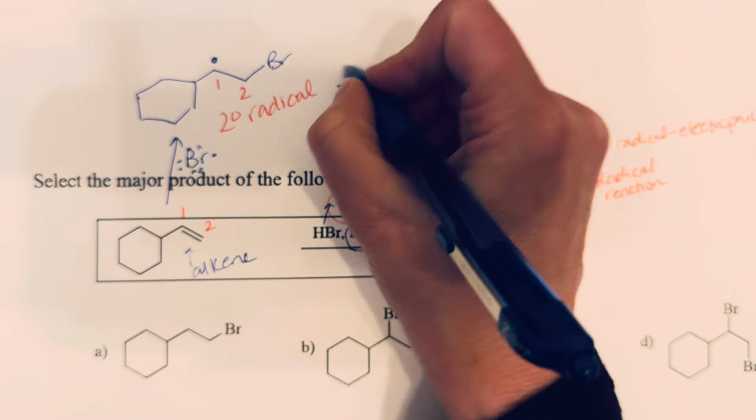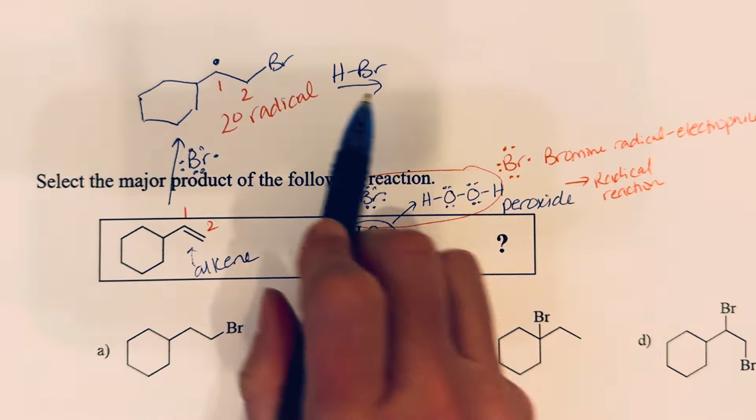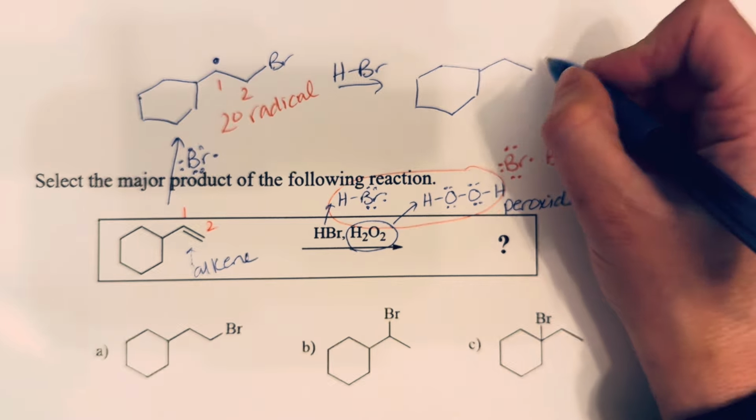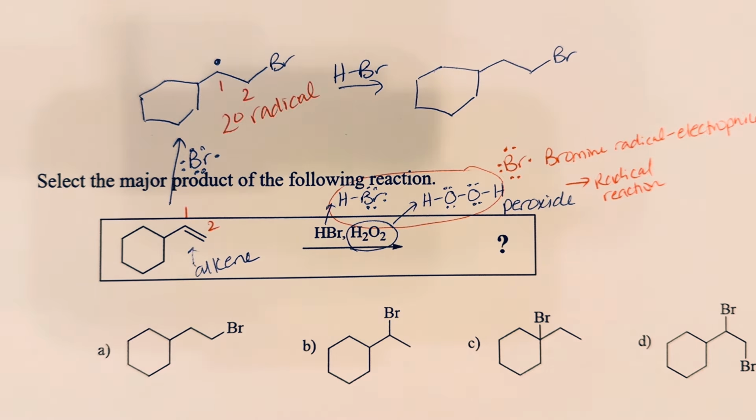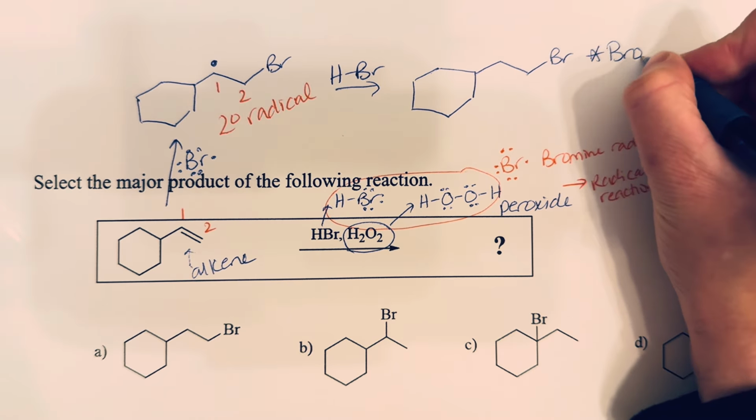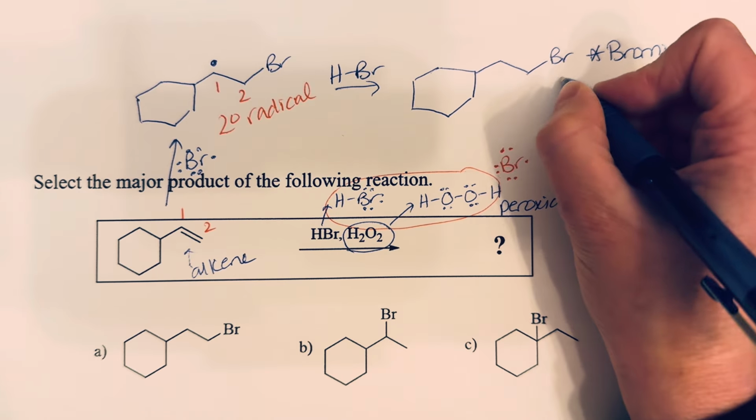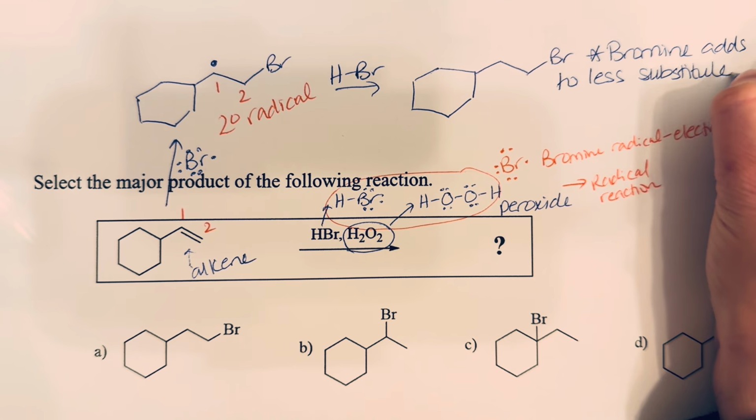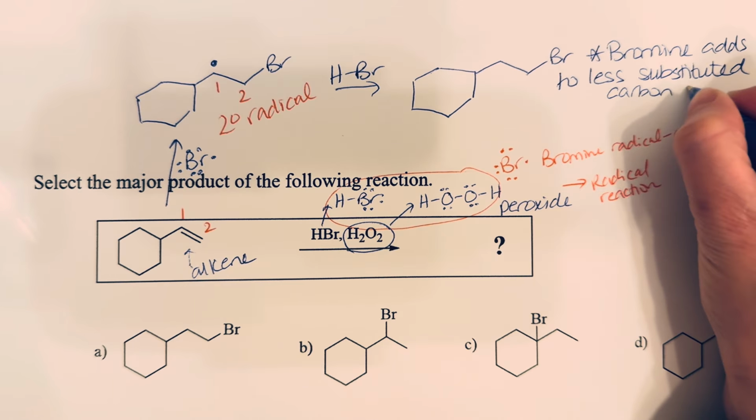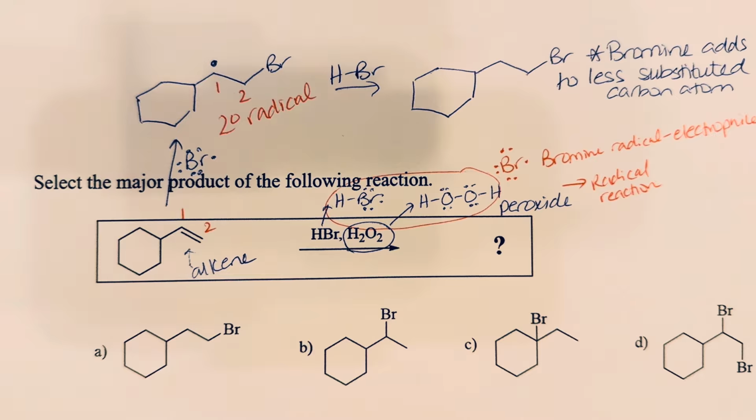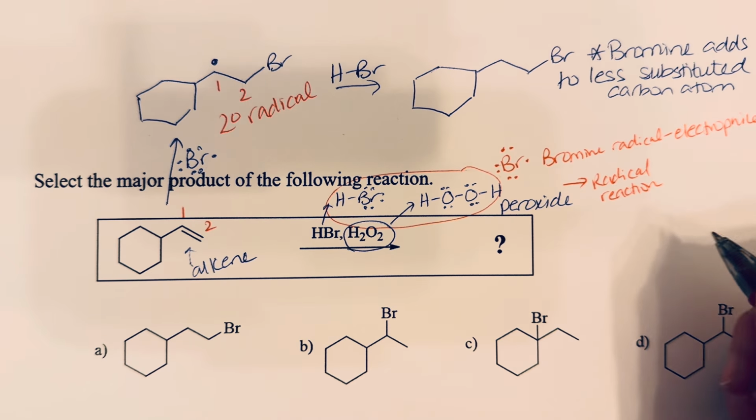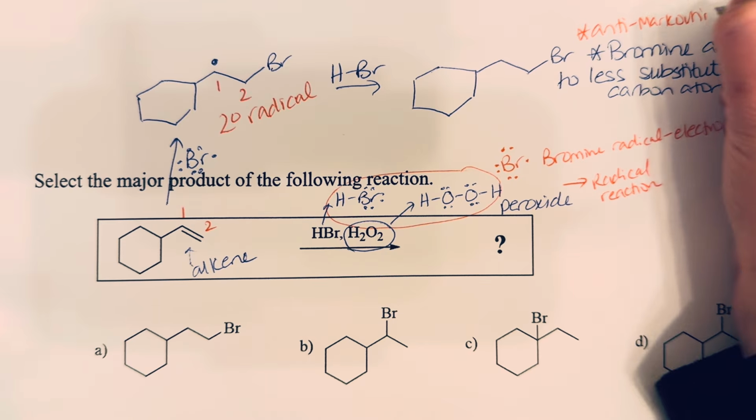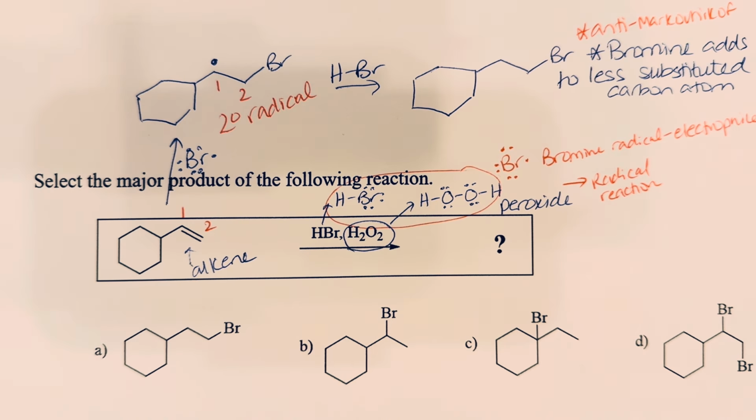And so when this reacts further with more hydrobromic acid in solution, we can put a hydrogen on there. And so our product is going to have the bromine added to the less substituted carbon atom of the alkene. So bromine adds to the less substituted carbon atom. And this is the opposite of what we have seen previously. And so we are going to call this the anti-Markovnikov product. Okay, so this is anti-Markovnikov.